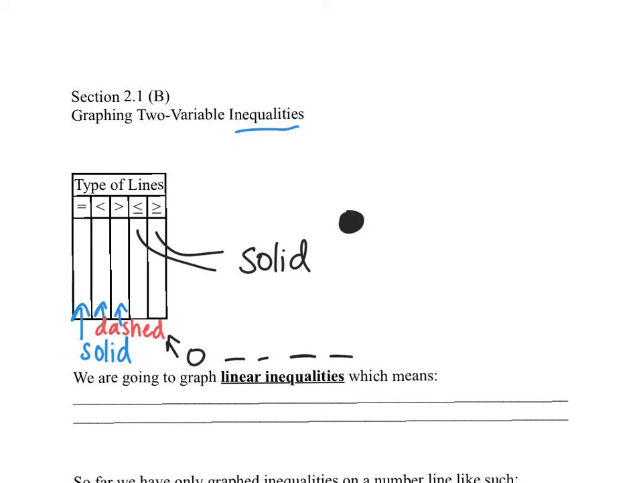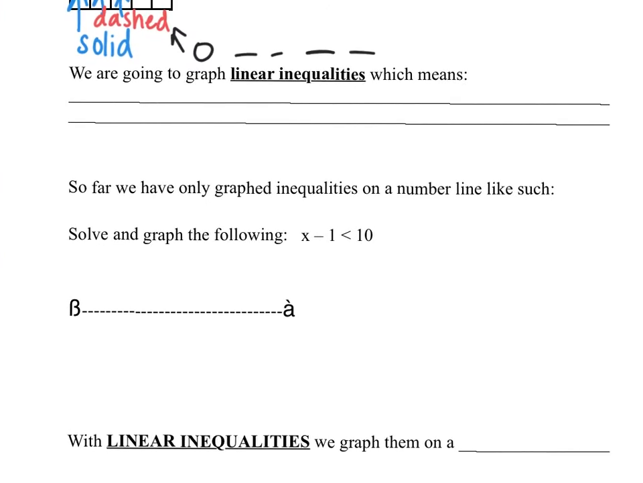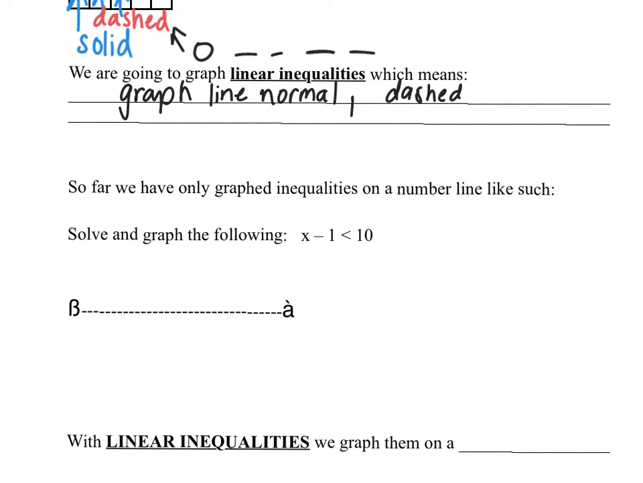So let's keep going. Okay, there we go. So we are going to graph linear inequalities, okay? Which basically means we're going to graph them exactly as we do equations, but we have either a dashed or a solid line, okay? And then we're also going to have some shading with these. So what I want you to write on this: it means we graph the line normal. Make sure we know if it's dashed or if it's solid, okay? So you'll make that decision. And then we've got some shading. So those are the differences here between graphing an equation versus graphing an inequality.